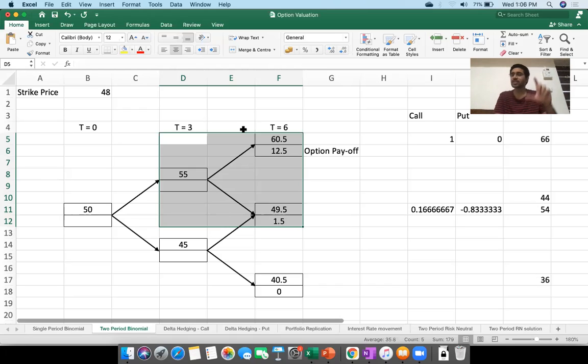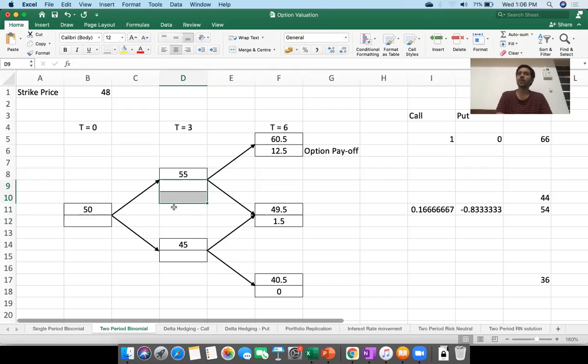Using the same approach we used under the single period, we will value the call option at this particular node at t equal to 3. Then we will forget all the other portions of the two period binomial model. We would only look at the highlighted portion as another single period binomial model, where we will calculate the value of the option at this node. At this node, I'm referring to cell D15. So we will calculate the value of this node.